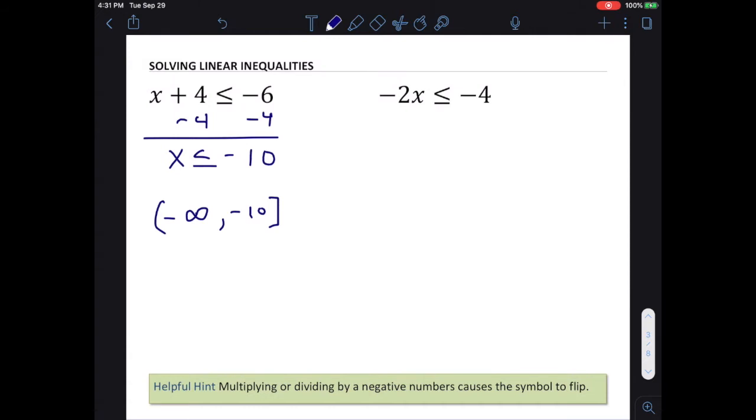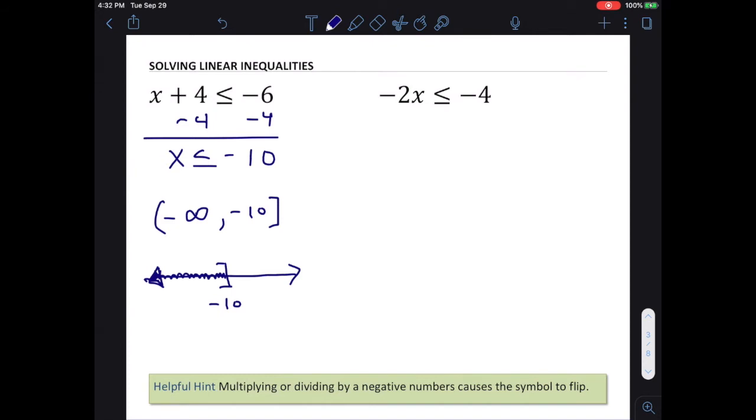Okay, and then I'll translate that into a picture on a number line. And the picture is going to start at negative 10 with a bracket there. And it's going to go everything to the left, or towards negative infinity. So I'm going to go ahead and shade that in, and shade in the arrow as well. Okay. All right. So this next one illustrates something that is completely different when it comes to linear inequalities.